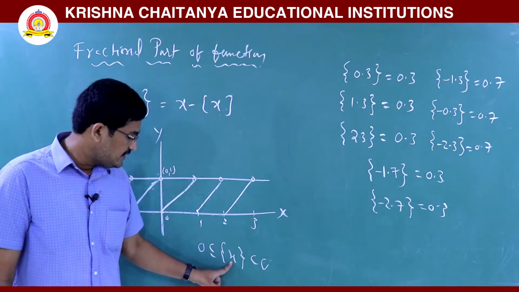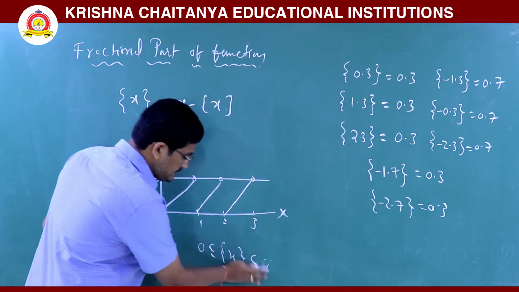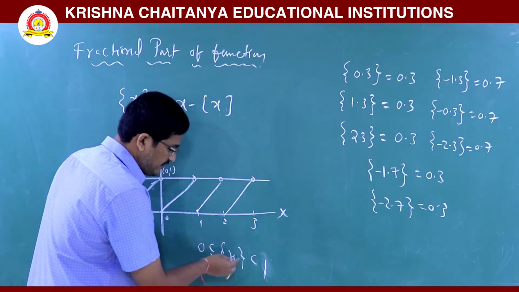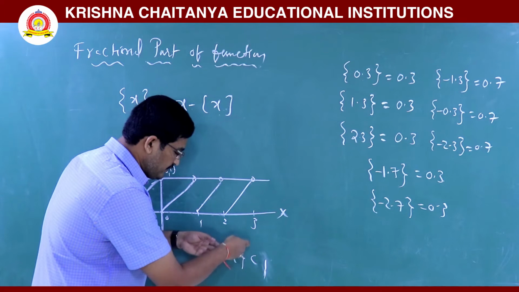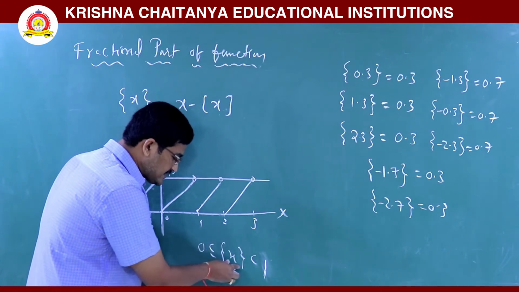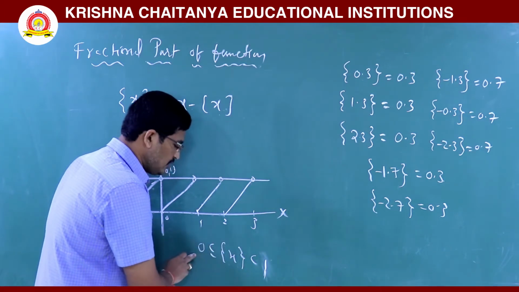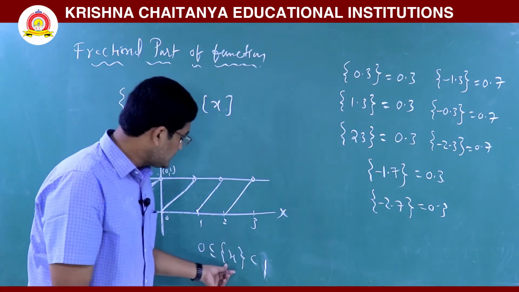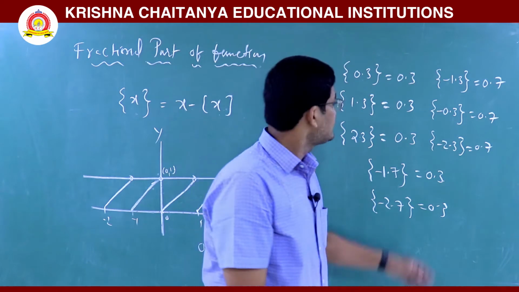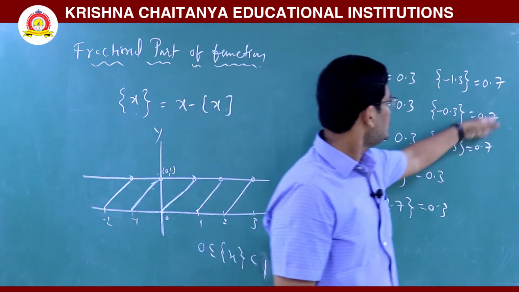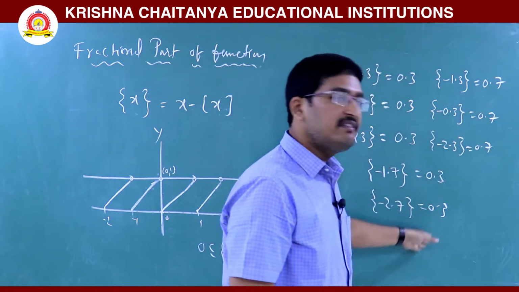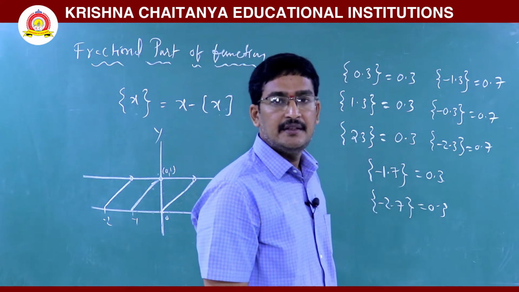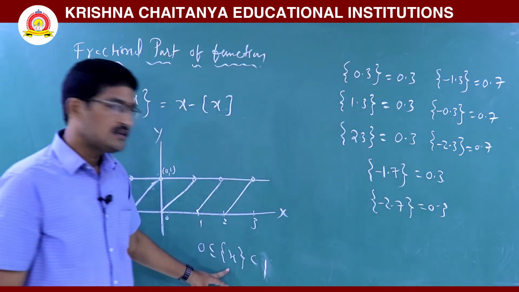So this is the range for the fractional part of x. The value of the fractional part of x always lies between 0 and 1. It should be 0 or greater than 0, and less than 1. So all the answers of the fractional part of x are always point something. That value always lies between 0 and 1. Just observe that. So this is the range for the fractional part of x.